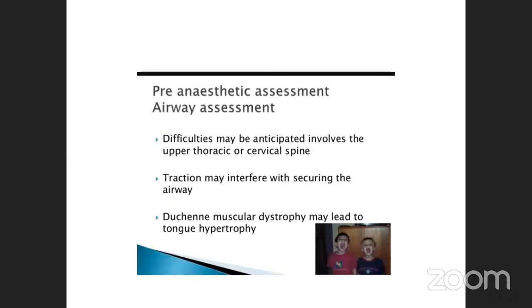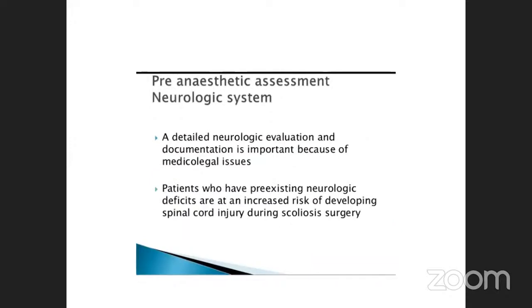Pre-anesthetic assessment. Airway assessment. Difficulties may be anticipated in cases that involve the upper thoracic or cervical spine. Traction may interfere with securing the airway. In Duchenne muscular dystrophy, macroglossia and hypertrophy are present. Neurological assessment. A detailed neurological evaluation and documentation is important because of medicolegal issues. Any pre-existing neurological disease should be noted. Patients with pre-existing neurological diseases are at an increased risk of developing spinal cord injury in scoliosis surgery.